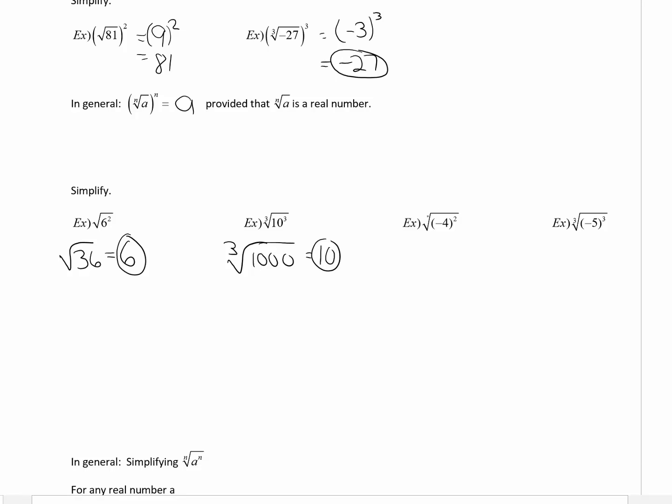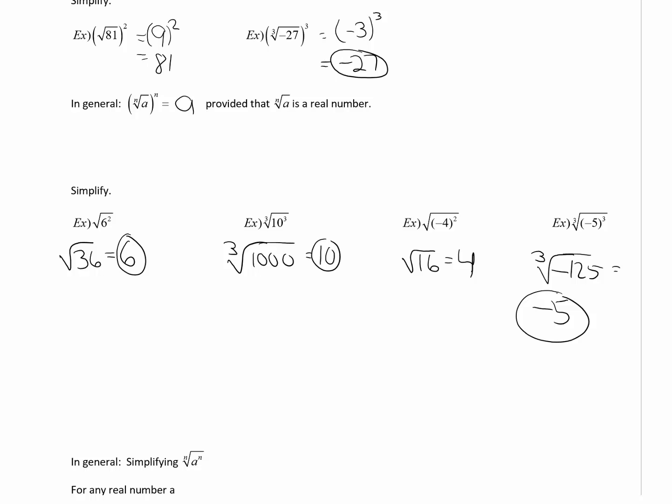Now, let's take a look then at the square root of negative 4 squared. Well, negative 4, the quantity squared, is 16, and the square root of 16 is 4. So notice the answer is not exactly the same. It's the opposite of what was inside the parentheses under the radical. All right, so then let's take a look at this example. So again, I'll simplify what's under the radical. Negative 5 cubed is negative 125. And then the cube root of negative 125 is negative 5, because negative 5 times negative 5 times negative 5 is negative 125.